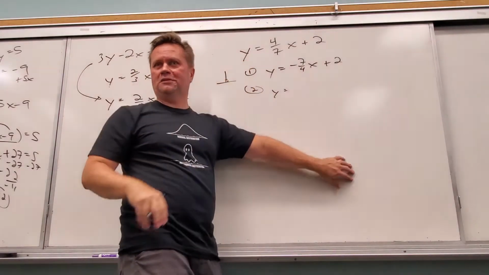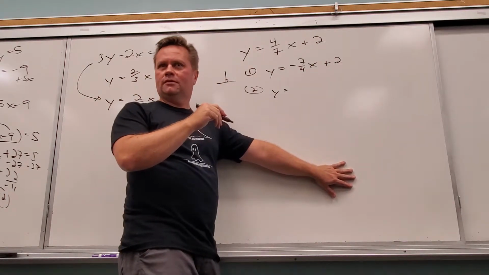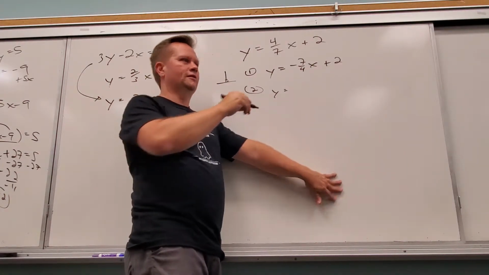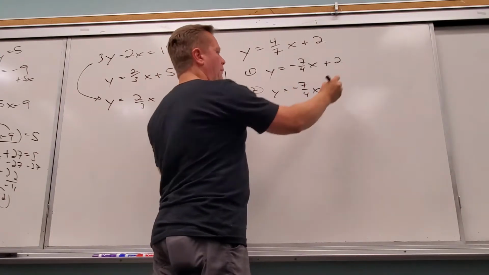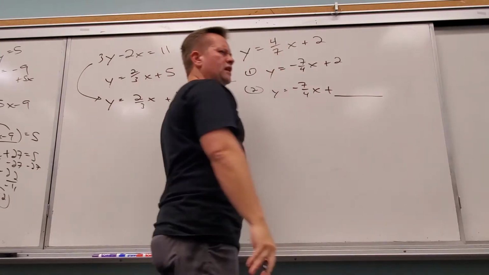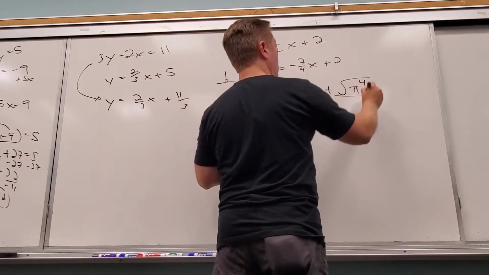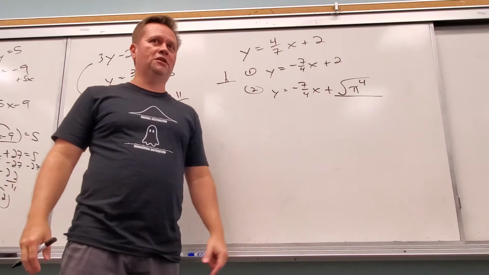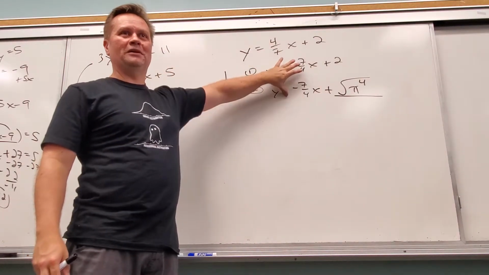Did anybody else do it? Everybody drew a little duck, just so I thought you were doing something. So what's got to be true about anything that's perpendicular? This piece, right? If I put anything here, square root of pi to the 4th power, who gives a shit? Are these perpendicular? Yes. I'm sorry, these two are parallel. That makes sense.